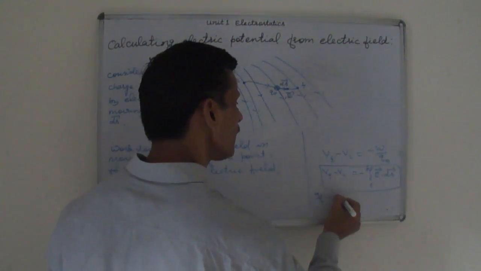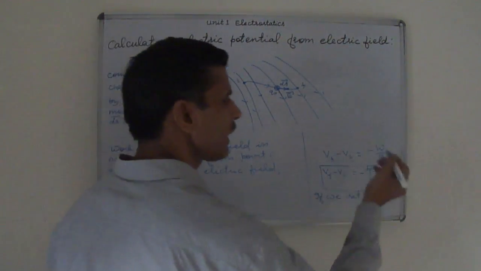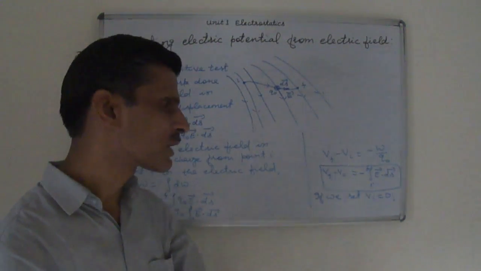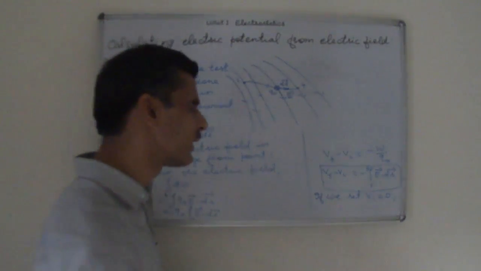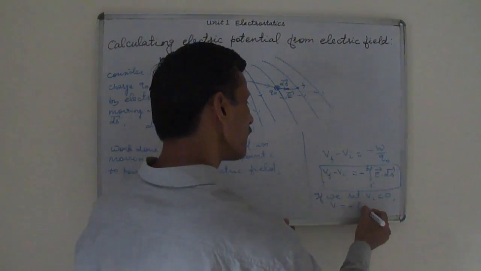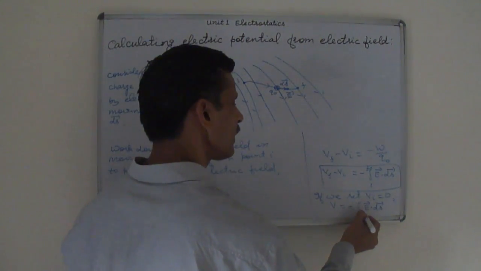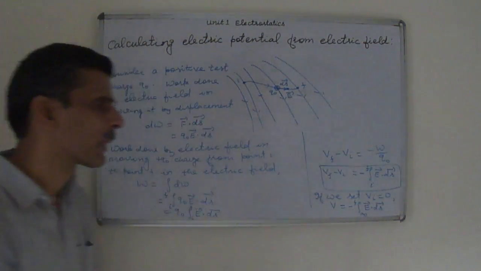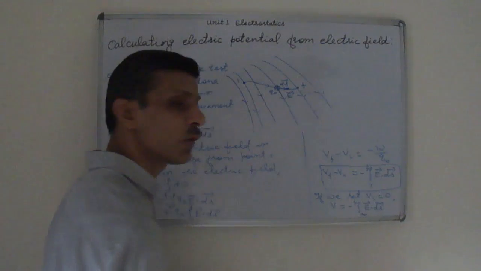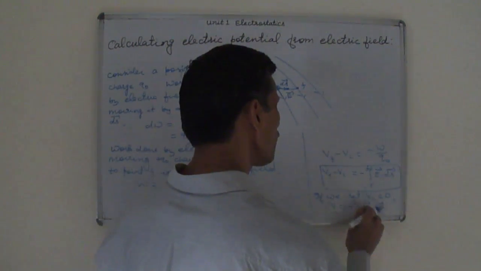If we set Vi equal to 0, say generally at infinity we take potential energy 0 and hence potential also 0, so Vi is equal to 0 at infinity, then you can write Vf, possibly V, is equal to minus integration E dot ds, from infinity to point F. So V is equal to minus integration infinity to F E dot ds.